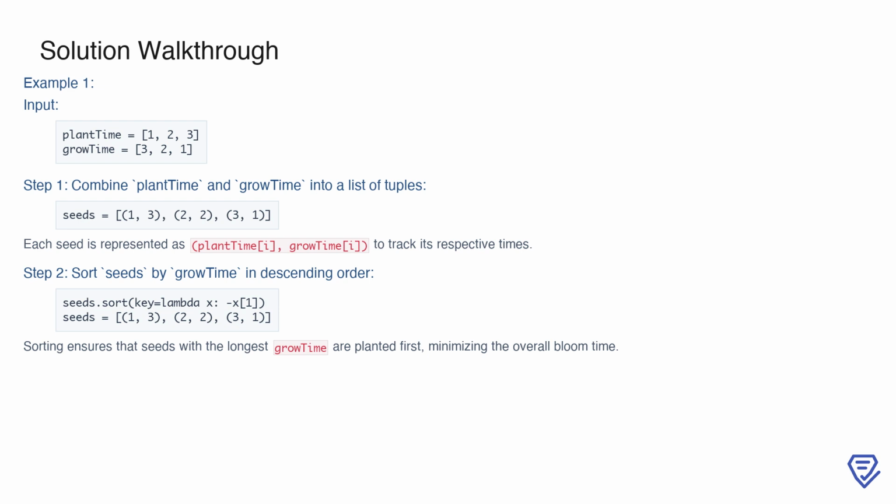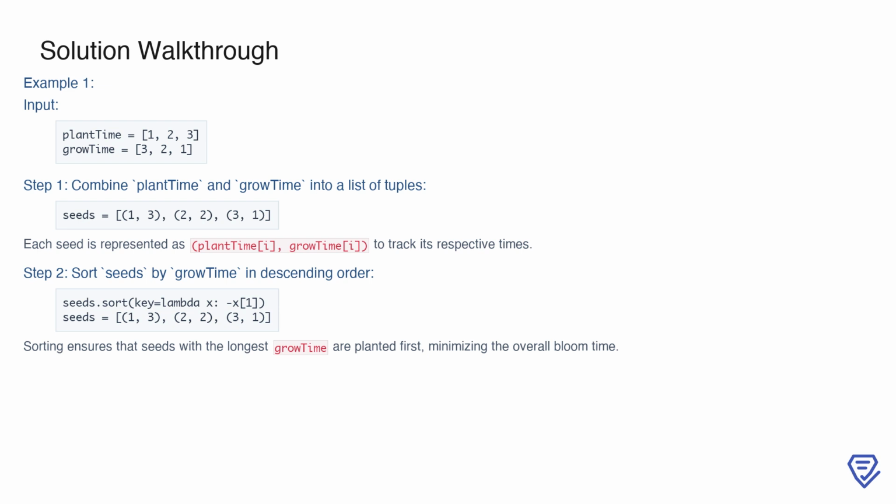To solve this problem, we start with an example where the planting times are [1, 2, 3] and the growing times are [3, 2, 1]. The first step is to combine these two arrays into a list of tuples, where each tuple represents the planting and growing time for a particular seed. This gives us (1, 3), (2, 2), (3, 1).